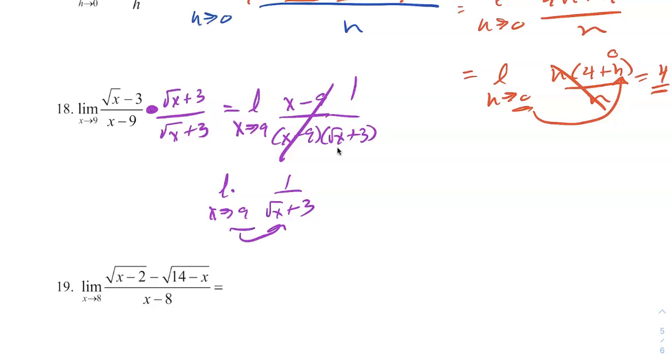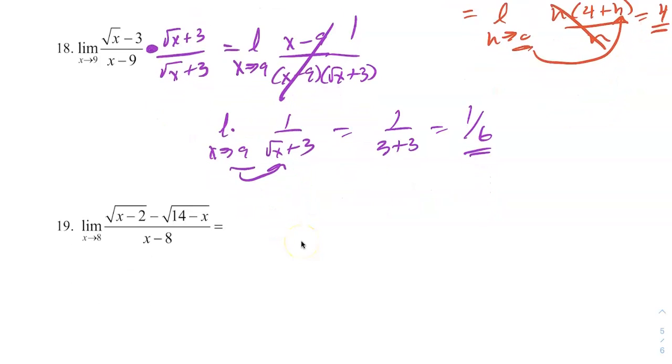Then you plug in the 9. So I get 1 over radical 9, which is 3 plus 3, which is 1 over 6. So there you go. Number 19.